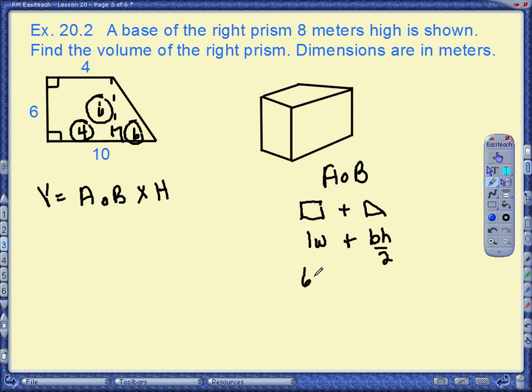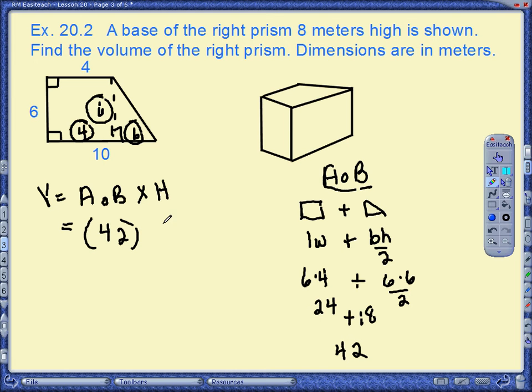So length times width, 6 times 4, or 24. That's the area of the rectangle. Of the triangle, 6 times 6 divided by 2, that's 18. 24 plus 18 is 42. So the area of the base is 42. We can take that over here to our formula and plug it in.